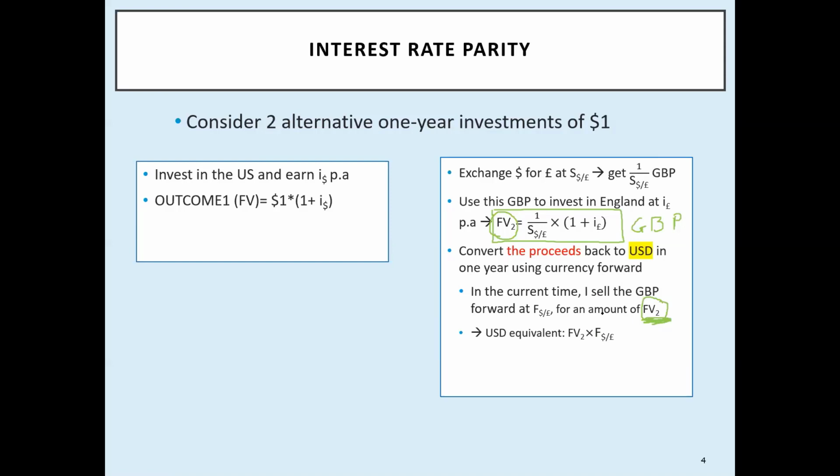So if I sell the pounds forward at this forward rate, which is the price of the pound in USD for a 1 year forward contract, then if I have the pounds, so this is my pounds.